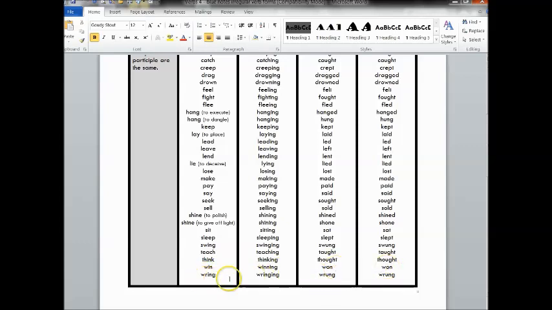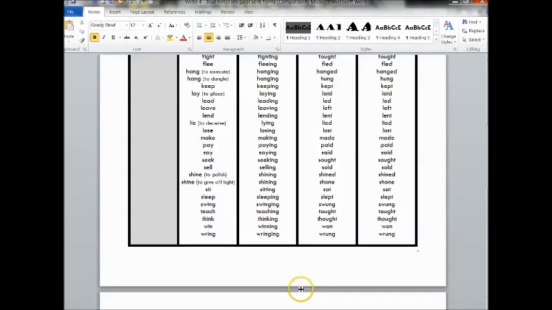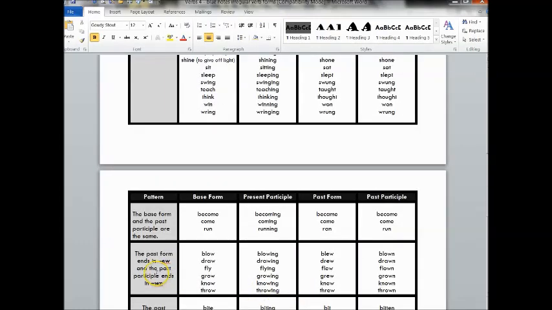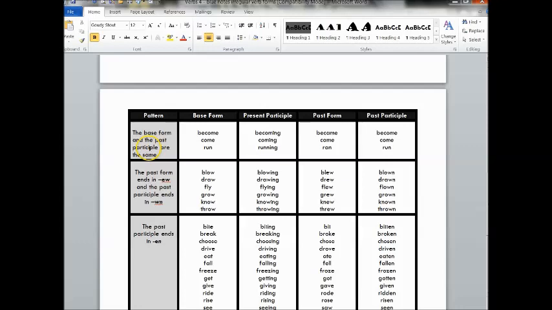Ring, this is, if you were going to maybe have a wet shirt or a towel and you are twisting it to get the water out, you are wringing it, or you wrung it. The next example is the base form and the past participle are the same, but the past form is different. So some examples here: become, come, and run.